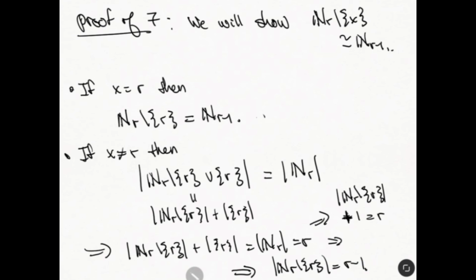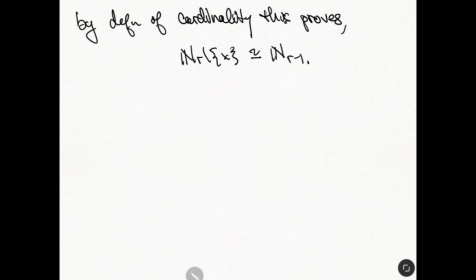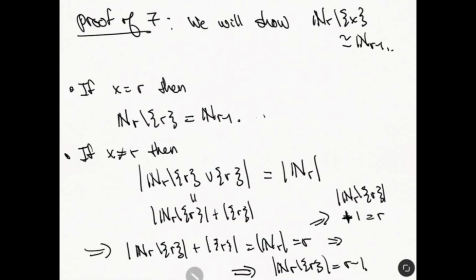Okay, and then by the definition of cardinality, this proves that here it's in bijection with this set here. Okay, then there's a couple ways to do this one.